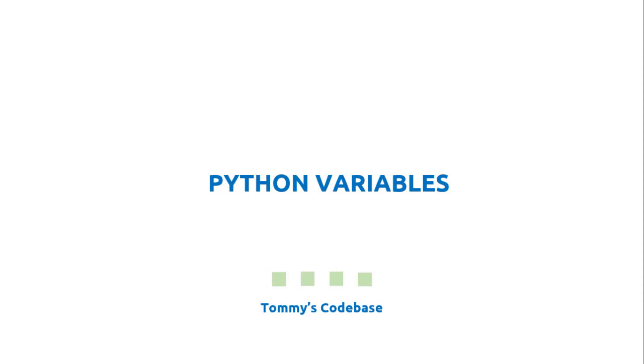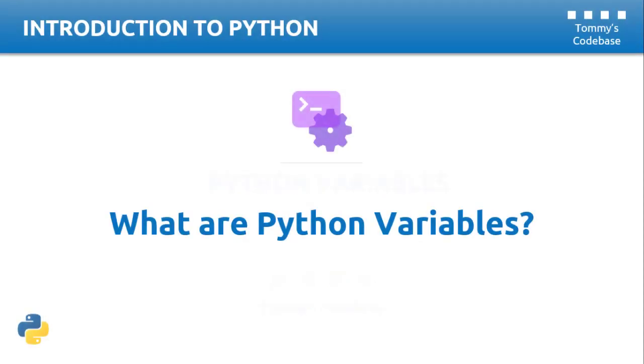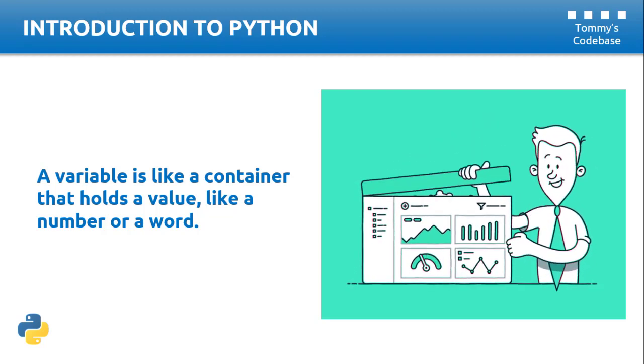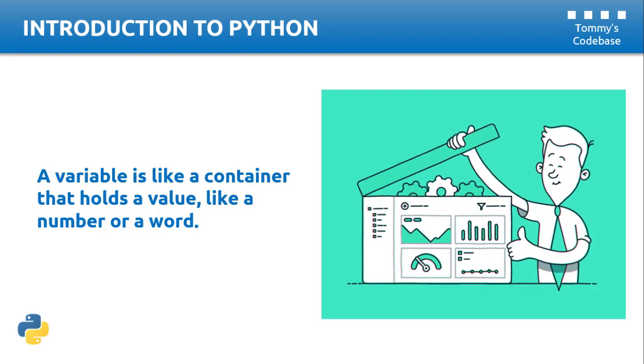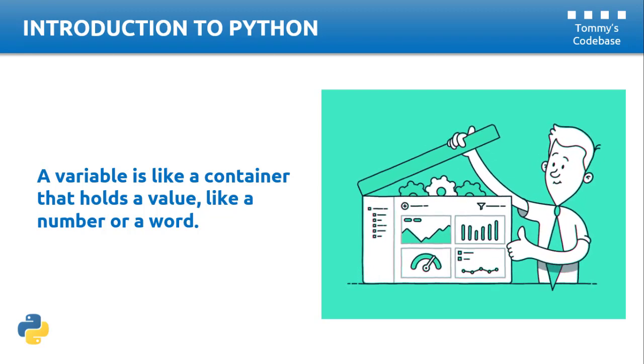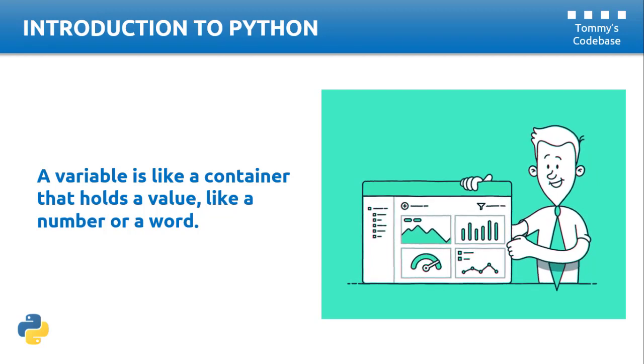Today we'll look at what Python variables are. So what are Python variables? A variable is like a container that holds a value, like a number or a word. And in Python we use variables to store and manipulate data in our programs.